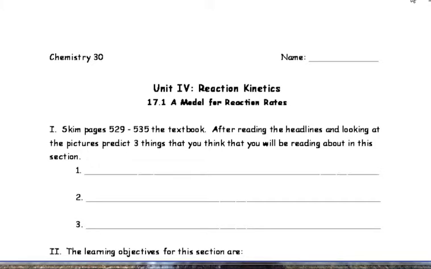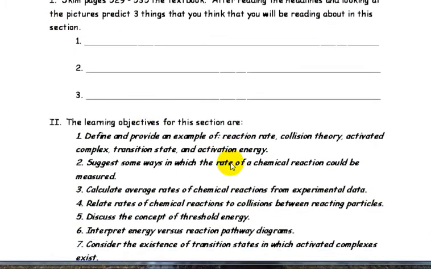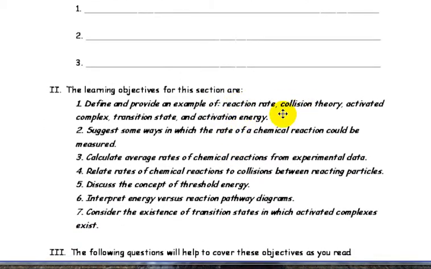Welcome back, Chemistry 30. This is Unit 4 and the first booklet, 17.1, a model for reaction rates. It looks at pages 529 to 535 in the text. We'll be looking at what a reaction rate is, looking at collision theory, activated complex, transition state, and activation energy.